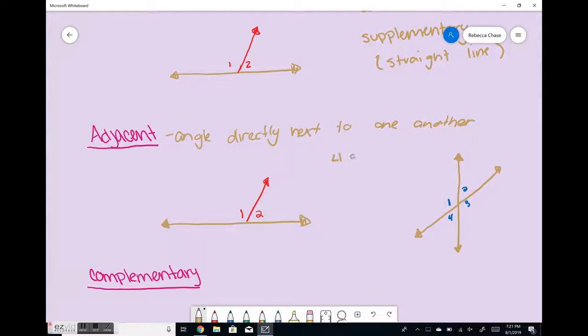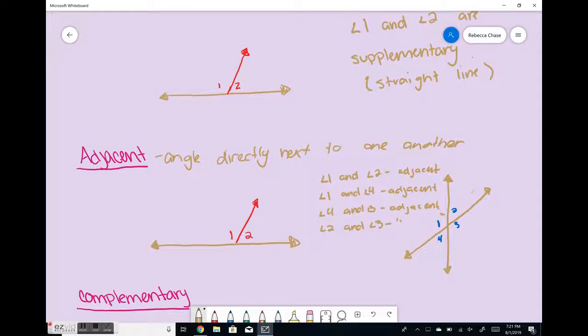If I have that, I can say angles 1 and 2 are adjacent. I can say angles 1 and 4 are adjacent. I can also say angles 4 and 3 are adjacent. And I can say angles 2 and 3 are adjacent. I'm going to get lazy and not write that.